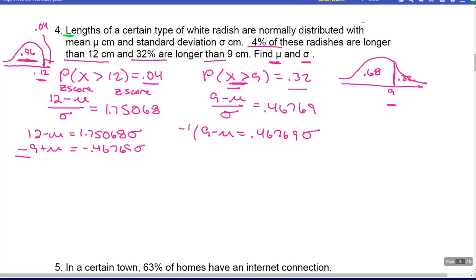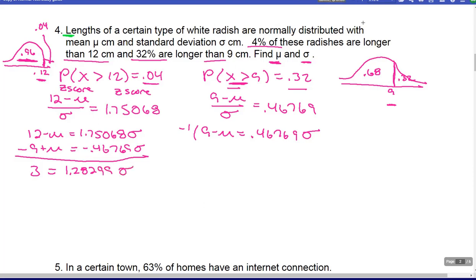Yeah. Now, when I add them up, what's 12 minus 9? 3. And these cancel out. So 3 is going to equal this. Now, I can't do this in my head. What's 1.75 blah, blah, blah minus 0.46 blah, blah, blah? It's going to be 1 point something. 1.28299. And then sigma.